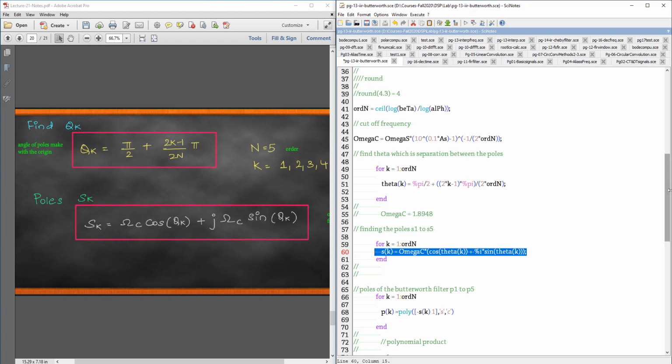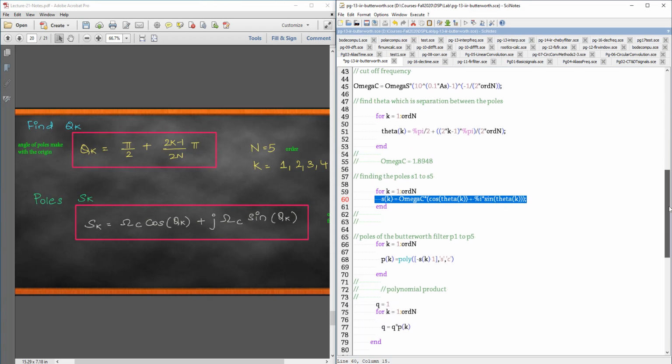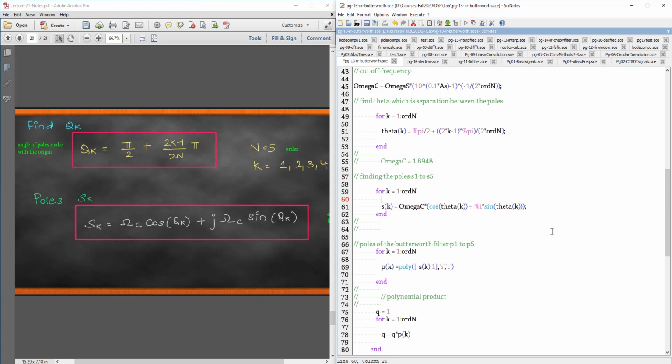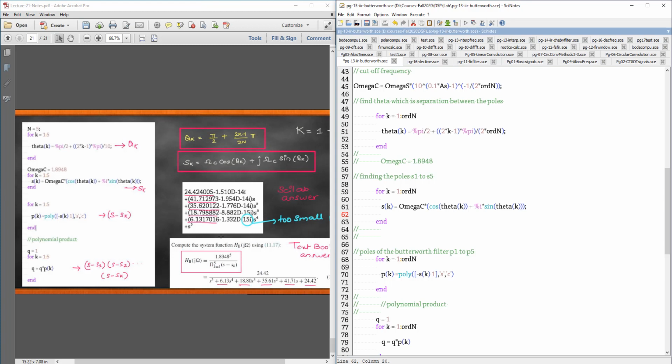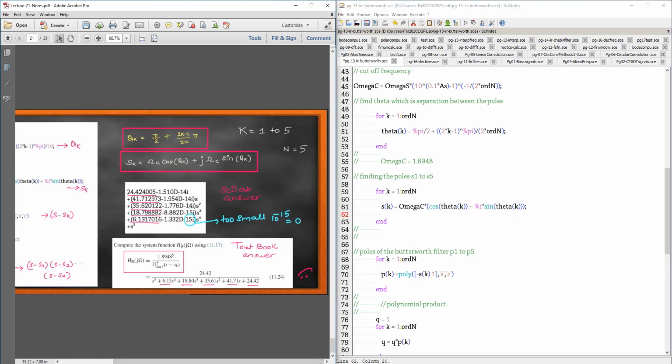So I know my cutoff frequency, I know my theta, I just put it in this equation: omega c into cos theta k plus i into sine theta of k. So that is my poles S1 to S5. Alright, good. So far so good. We are going equation by equation. We are seeing all the equations. We are just converting this mathematical derivation for your Butterworth filter into a Scilab program.